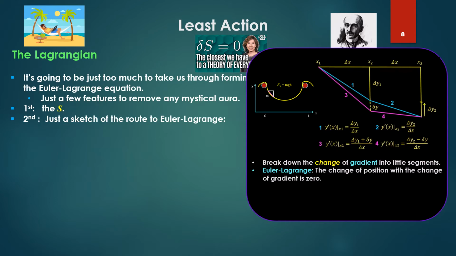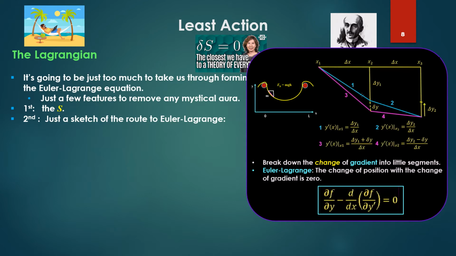So the idea is we're breaking down the change of gradient into little segments. But remember, the idea is to always get back to equilibrium, to the minimum potential energy. So the Euler Lagrange, we're going to have the change of position with the change of gradient, but we want that set to 0. So this is ultimately the equation for Euler Lagrange.